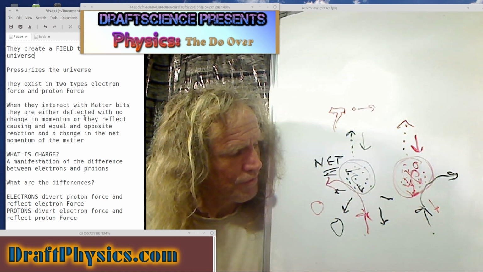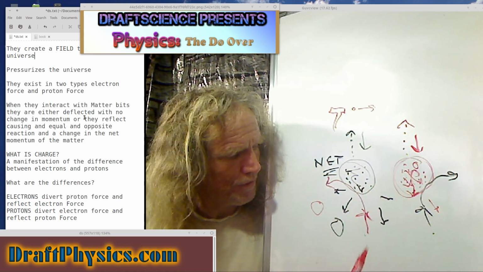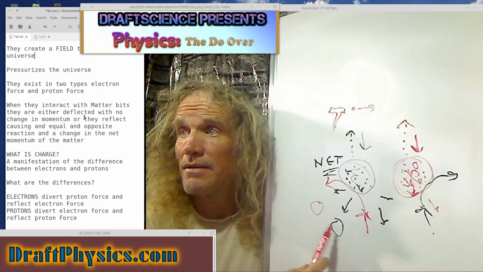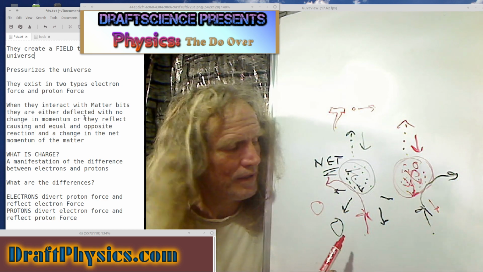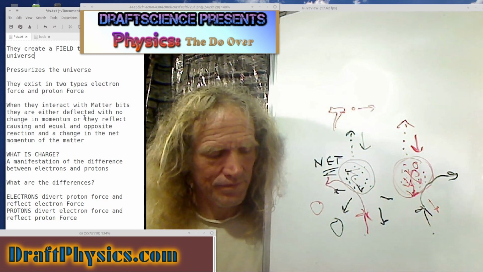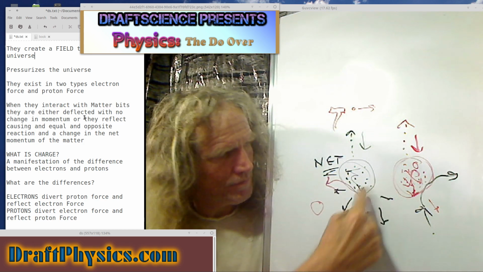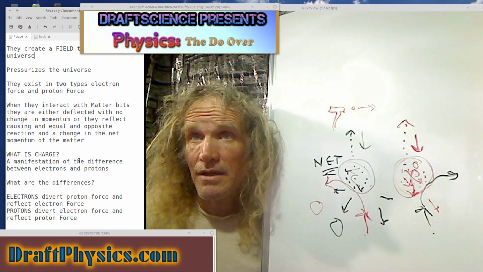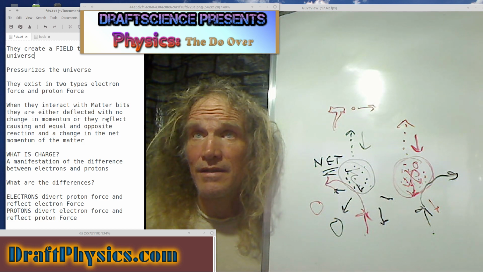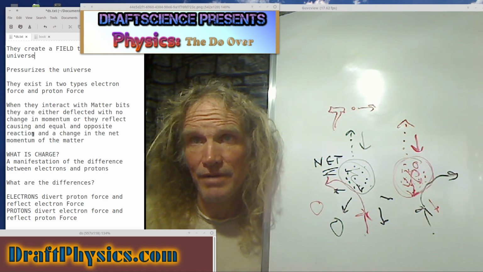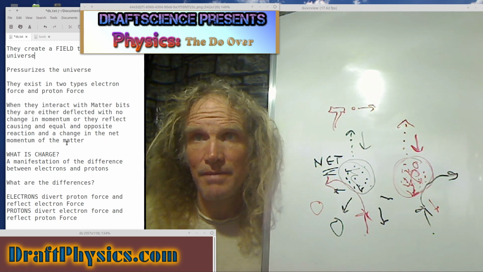Okay, and it matters when it hits an electron or a proton. An inverse reaction will happen when it hits, depending on which one it hits. And that gives you the capacity to create magnetism and all kinds of stuff. So can't do it without this relationship existing, realistically. Okay, deflected with no change in momentum, or they reflect, causing an equal and opposite reaction and a change in the net momentum of the matter.